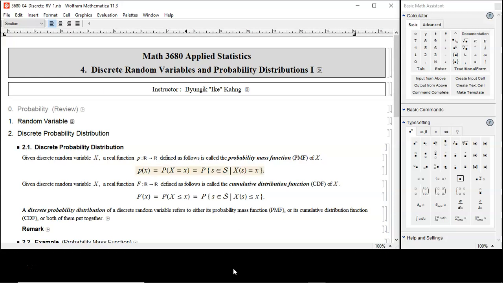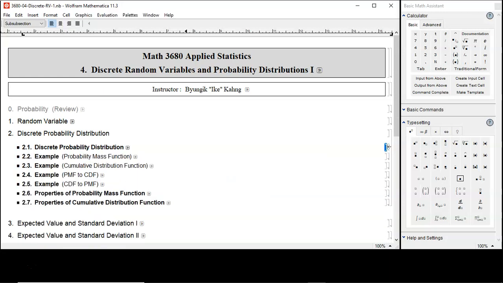What is the probability mass function? And what is the cumulative distribution function? Without answering those two questions, I have to say the explanation of discrete probability distribution is still imperfect. So let's go ahead and answer those two questions.